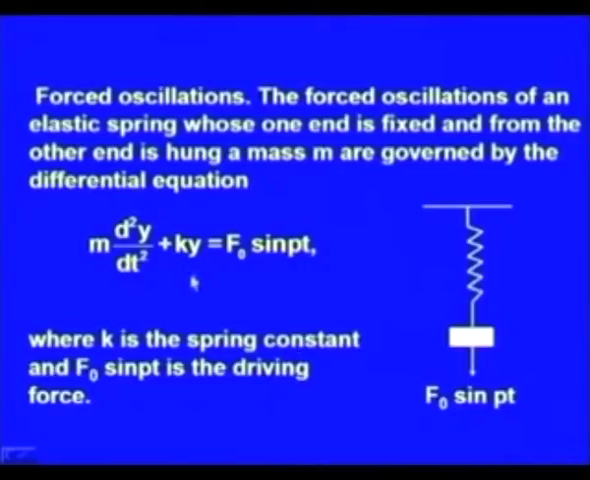And by Hooke's law we know that the spring force will be k y, because k is the spring constant and y is the displacement in the spring from the equilibrium position. So, k y will be the spring force. So, resultant force will be f naught sin p t acting downwards, while k y force will be acting upwards. So, resultant force will be f naught sin p t minus k y, and that will be equal to m into d square y by dt square.